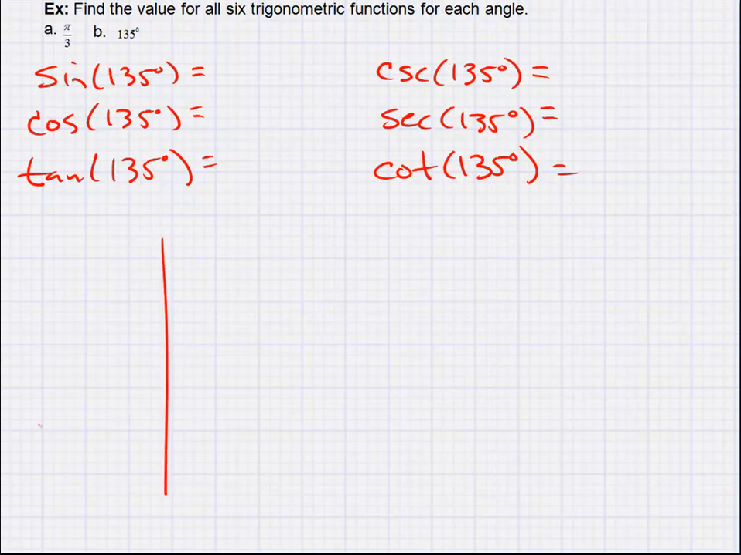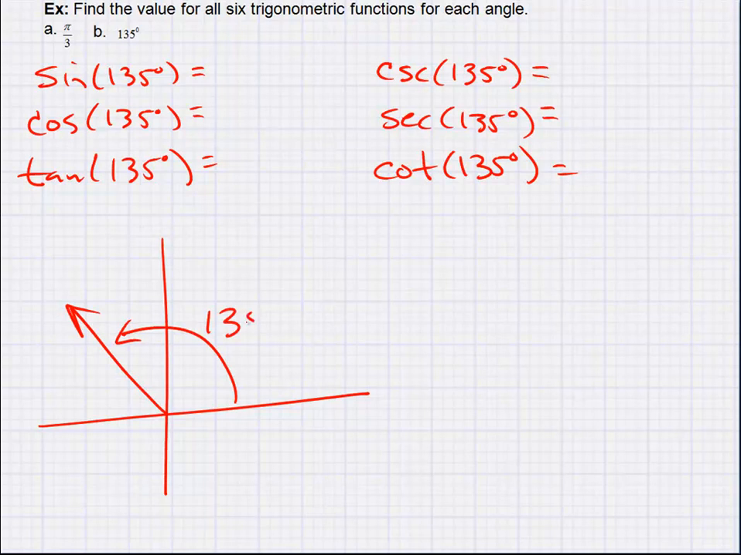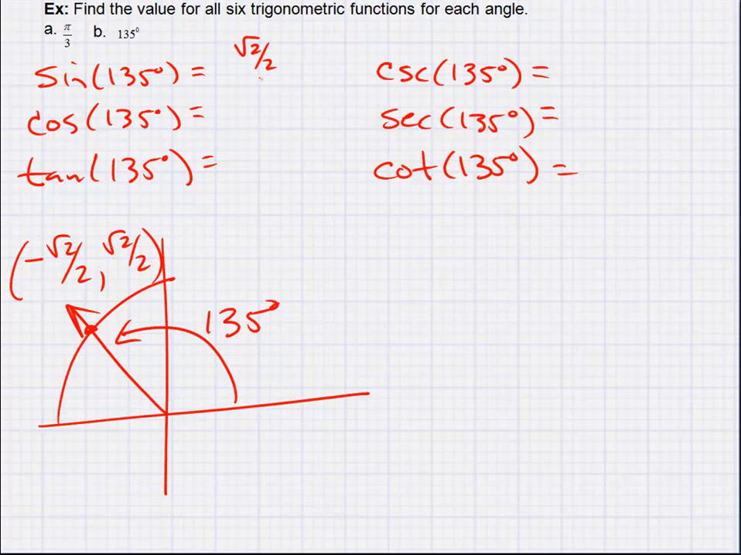Well, where's 135 degrees? So here's 135 degrees. What point am I looking at there on the unit circle? Well, that's going to be negative square root of 2 over 2 for the x and positive square root of 2 over 2 for the y. So sine's going to be square root of 2 over 2. Cosine's going to be negative square root of 2 over 2. And tangent is the y divided by the x. So if they're the same, just one's negative, I'll get negative 1.